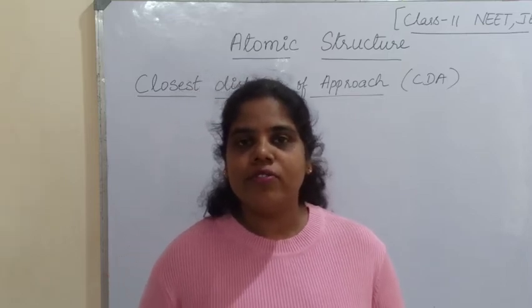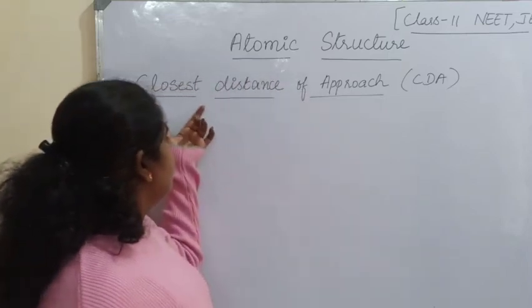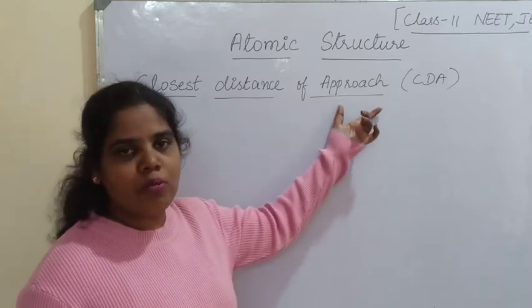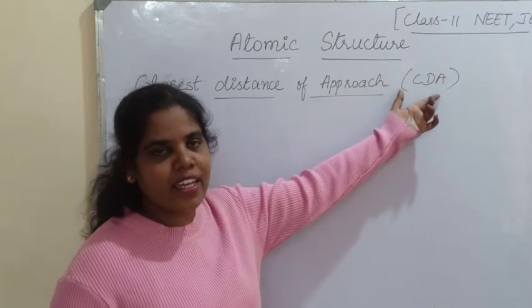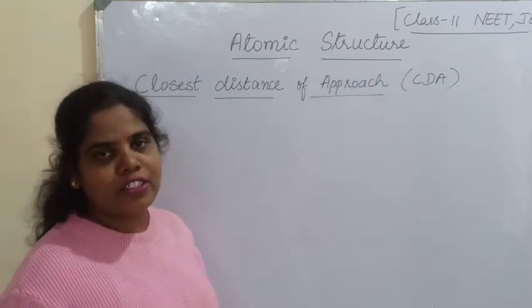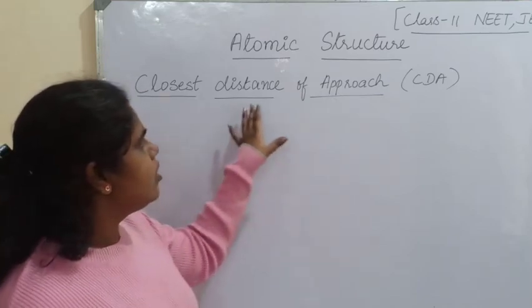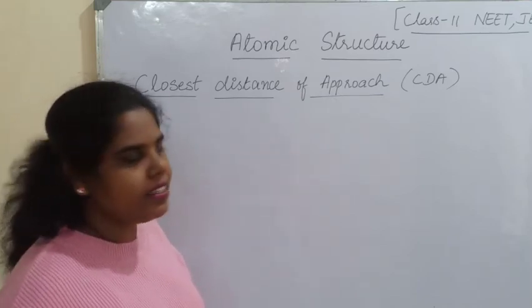Students, in this video we are going to see what is the closest distance of approach. In short, it is CDA, from the chapter Atomic Structure. So first let us see what is the meaning of CDA.